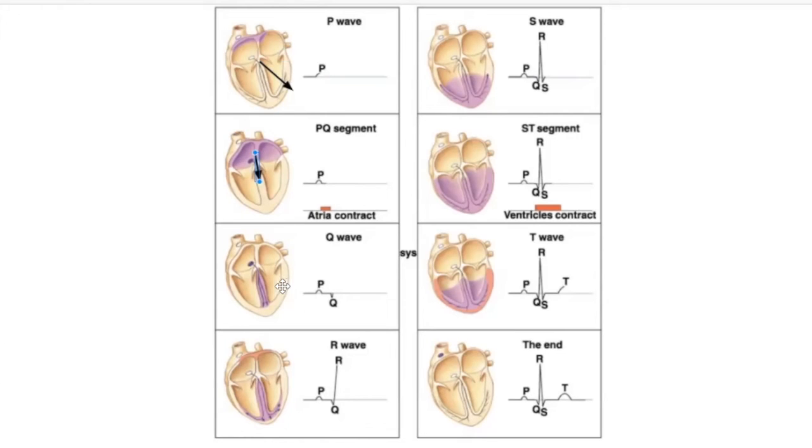Then we get into the Q wave. We can see this one's pointing kind of straight downish. It's activating down the septum. That makes sense. Now we've got the R wave.